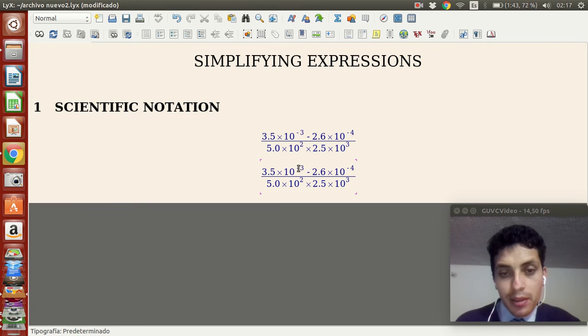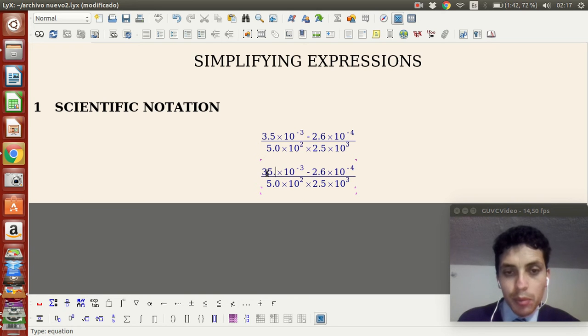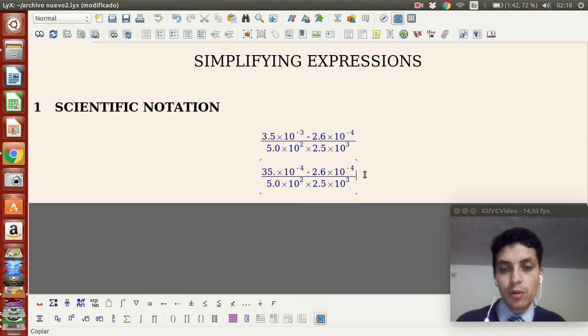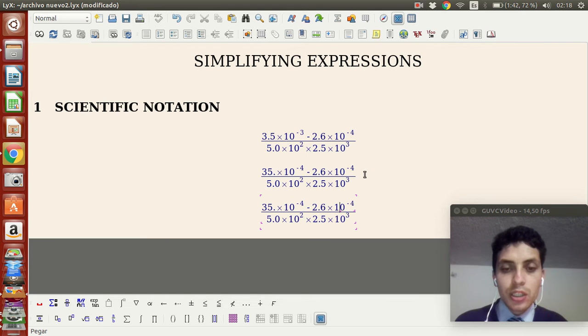So for example, 3.5 times 10 to the negative 3rd power: if I move the decimal point here, it means that I need to subtract 1 from the exponent, so negative 3 minus 1 is negative 4 power. Okay, so we have 35 times 10 to the negative 4 power minus 2.6 times 10 to the negative 4 power. Once you have the same power in the subtraction, you can just subtract the numbers and leave the same power. The common factor will be the power, 10 to the negative 4 power.